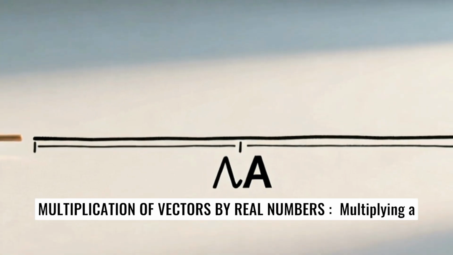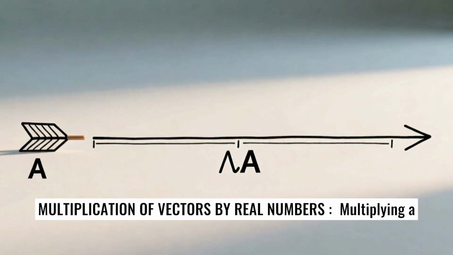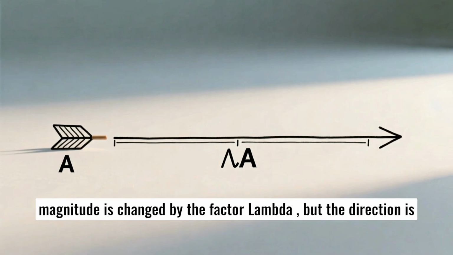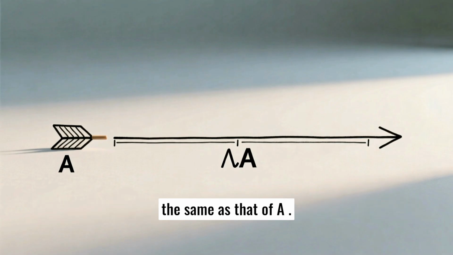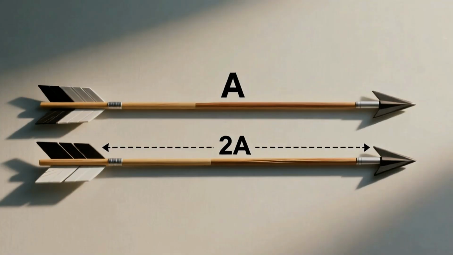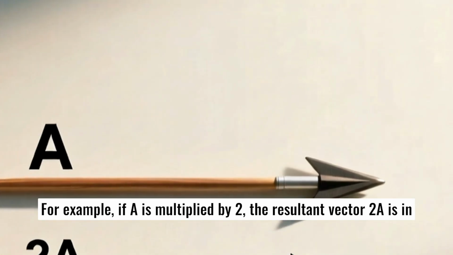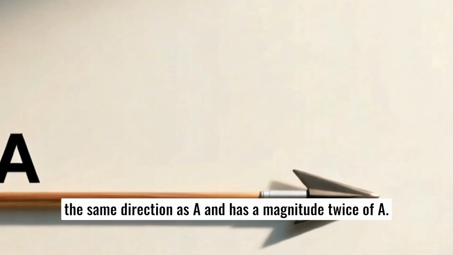Multiplication of vectors by real numbers. Multiplying a vector A with a positive number lambda gives a vector whose magnitude is changed by the factor lambda, but the direction is the same as that of A. For example, if A is multiplied by 2, the resultant vector 2A is in the same direction as A and has a magnitude twice of A.